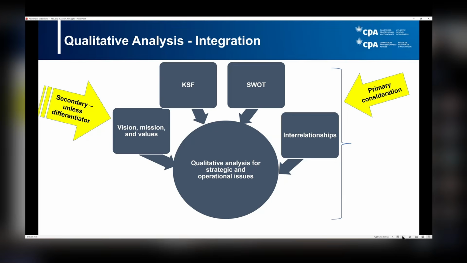So if everything is at least partially aligned in some way, that's not a differentiating factor. However, if implementing an option is completely against who the company is, what they do, and their values, then that is a differentiating factor. That is a very strong con, and that is a reason not to recommend that option. So again, primary consideration: SWOT, interrelationships. Secondary: vision, mission, values, and key success factors.